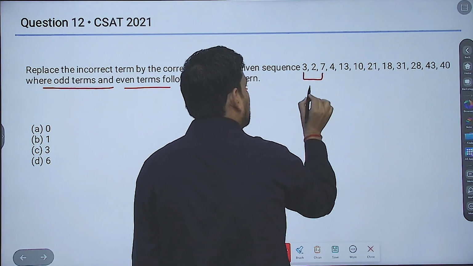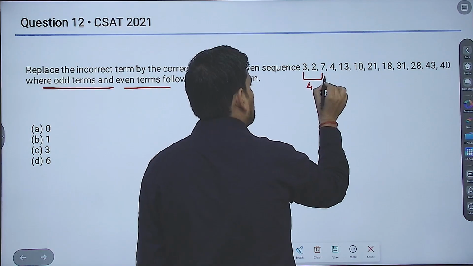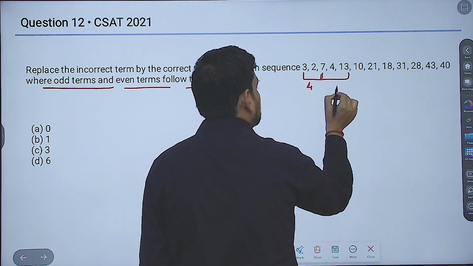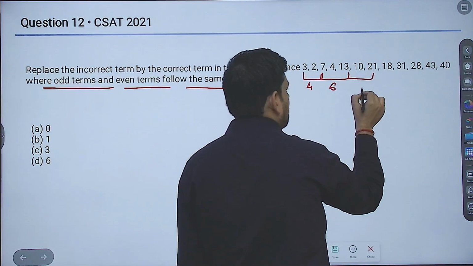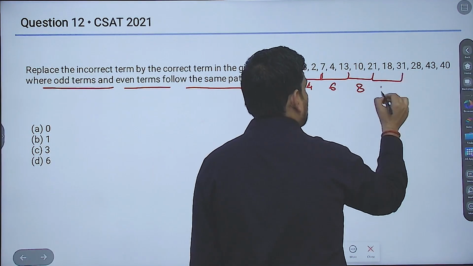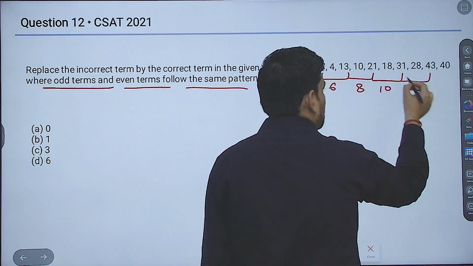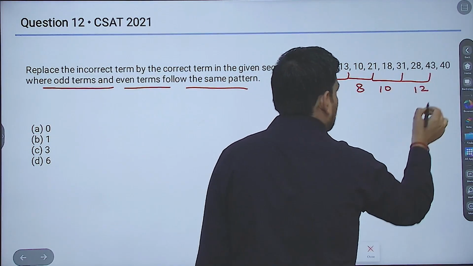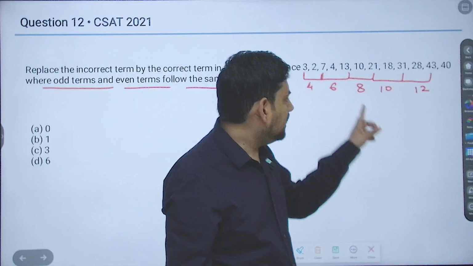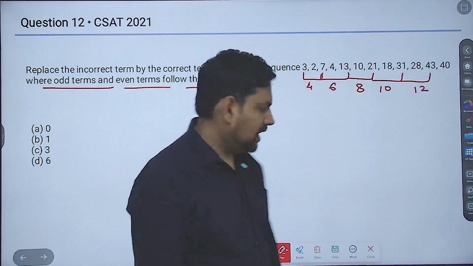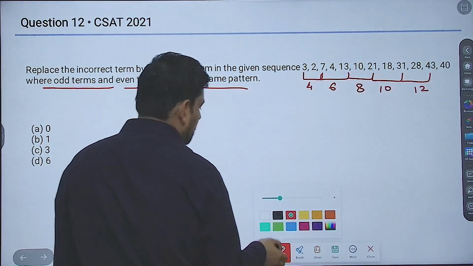So 3 and 7, what is the difference? The difference is 4. 7 and 13, the difference is 6. Then 13 and 21, the difference is 8. Then 21 and 31, the difference is 10. Then 31 and 43, the difference is 12. Is the series nice? Yes. 4, then 6, then 8, then 10, then 12. Nice, working well.